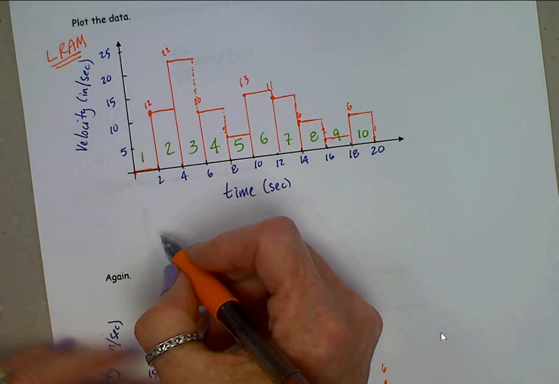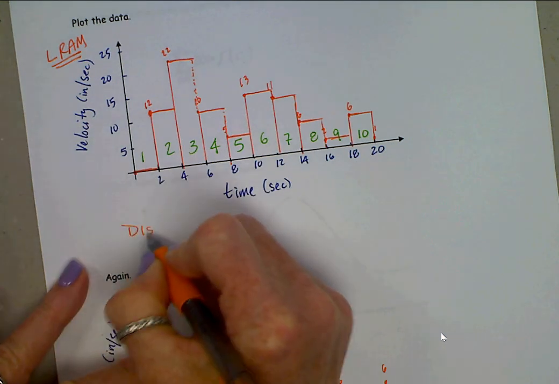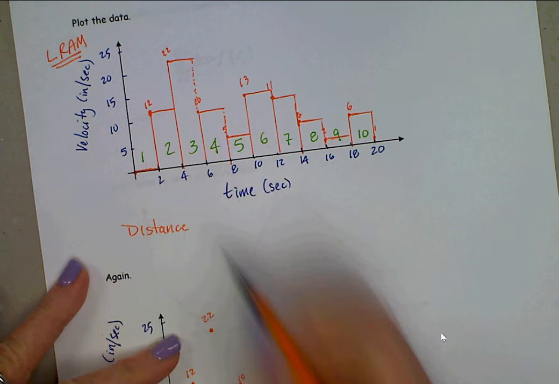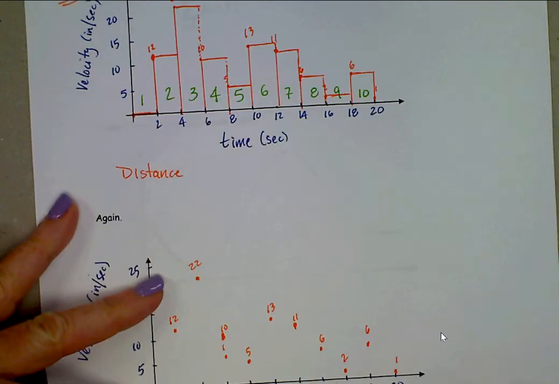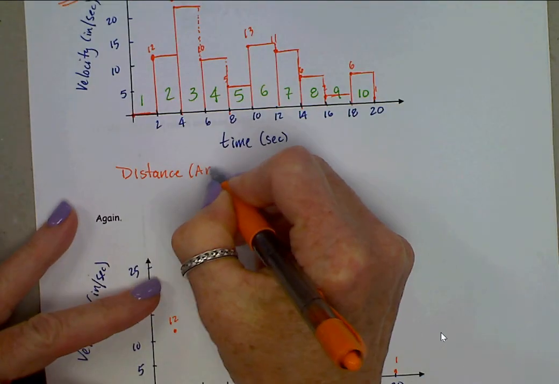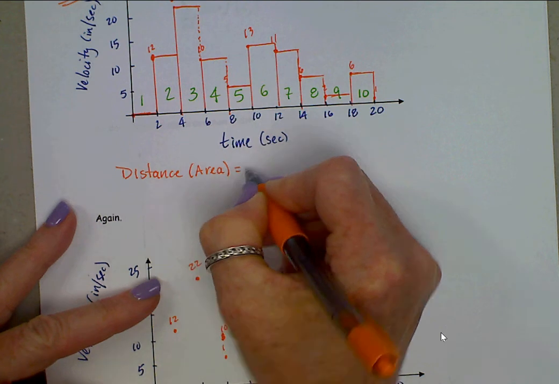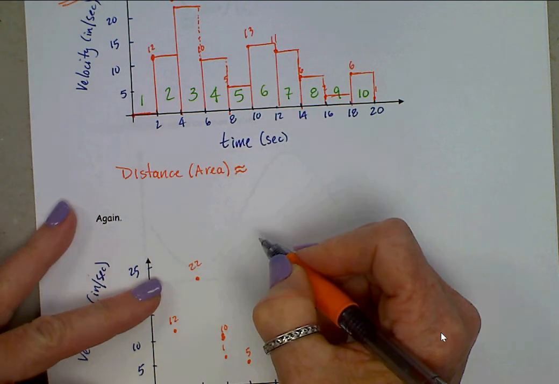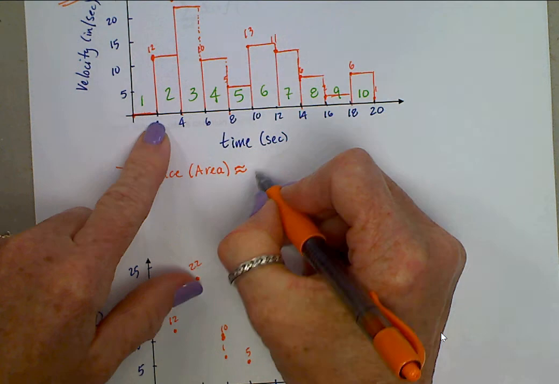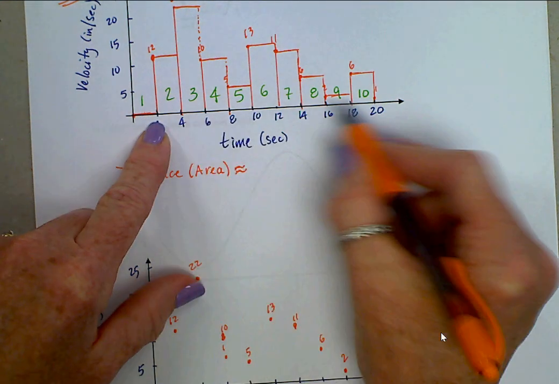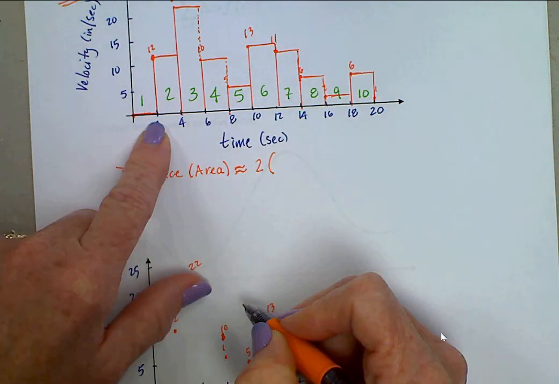Okay, so when we find this distance traveled, that distance or area of these rectangles is approximately, first rectangle, 2 wide. Well, actually, all of them are 2 wide, so let's factor out that 2.